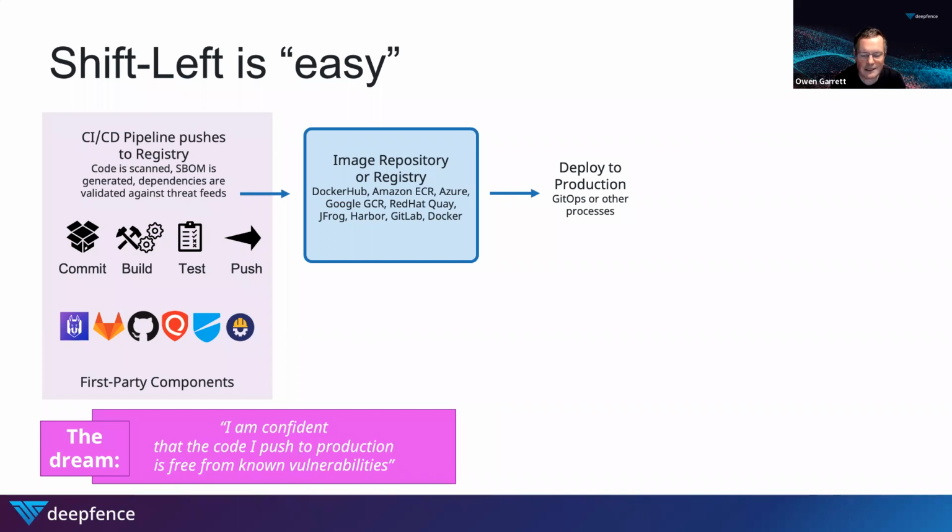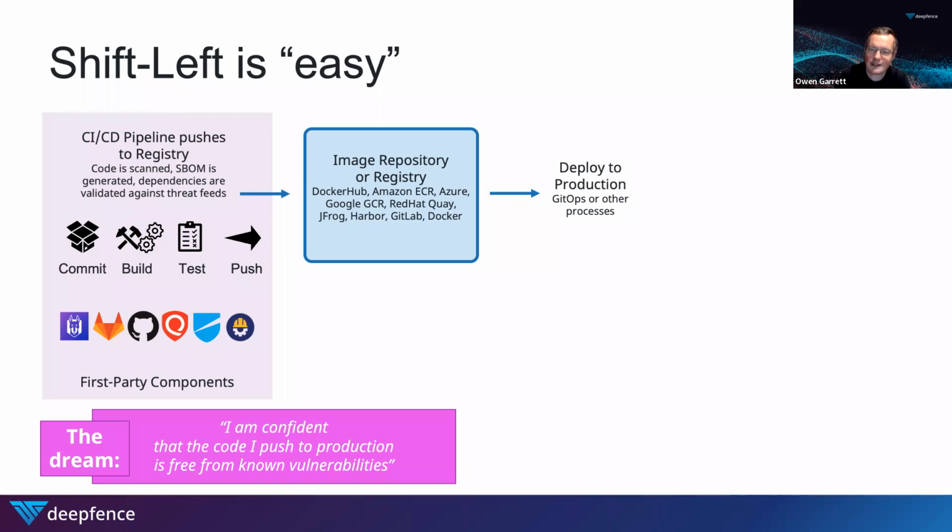And together, these shift left initiatives try to achieve the dream that the developer can say, I'm confident that the code that I have written and the applications that I have built and which I push to production, I'm confident that that is free from known vulnerabilities. This is a really important part in the process of building and managing secure applications. But the unfortunate truth is that it's not the full solution. It is a dream, but the reality is somewhat different.